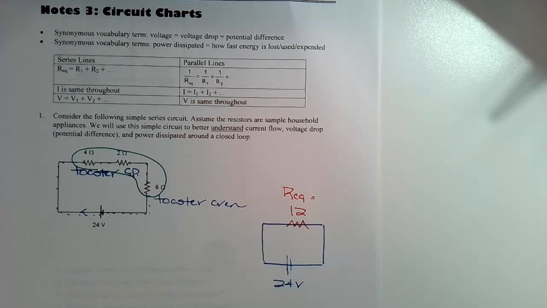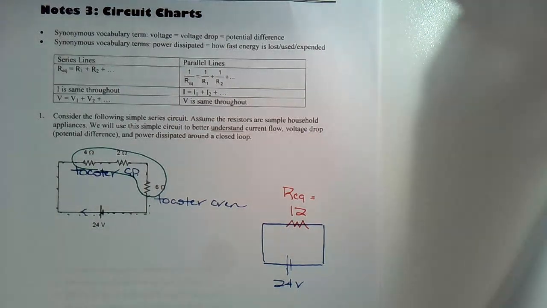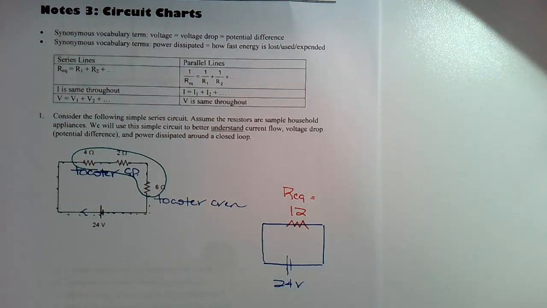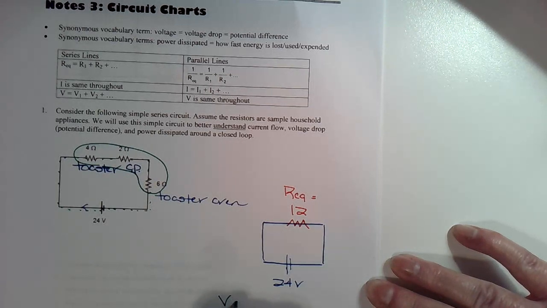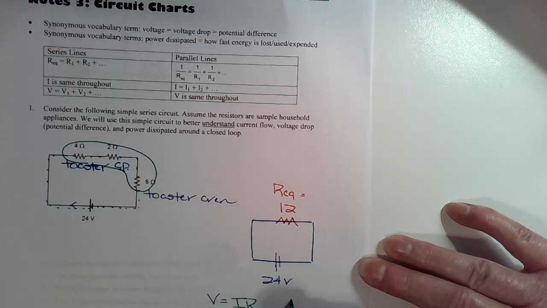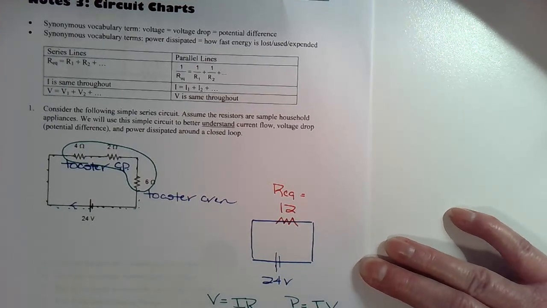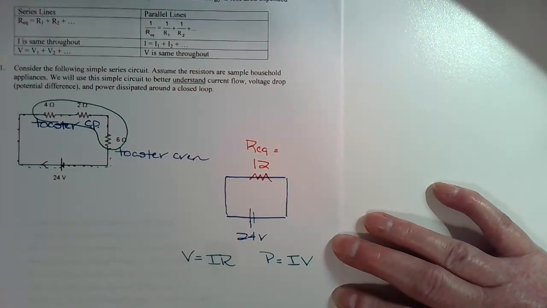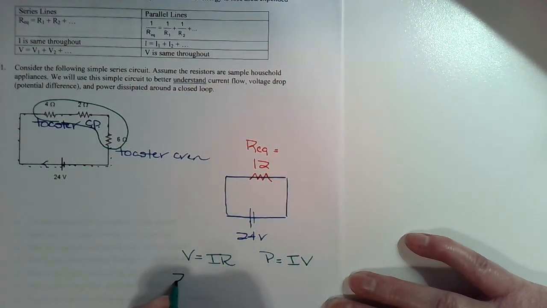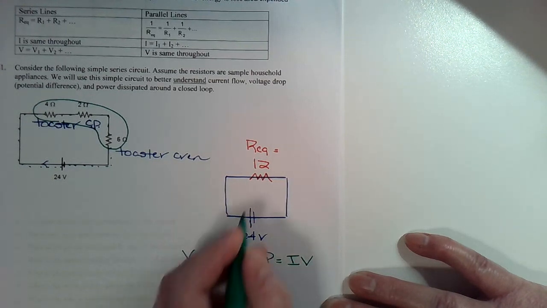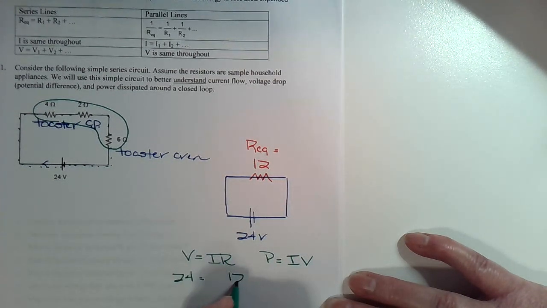And so this now is the new step. The new step is what do you do when you're done? When you're done, you are going to apply the equations V = IR and P = IV. So really Ohm's law, V equals IR, and power equals current times voltage. We know that we have a circuit that's 24 volts. We know the equivalent resistance is 12.